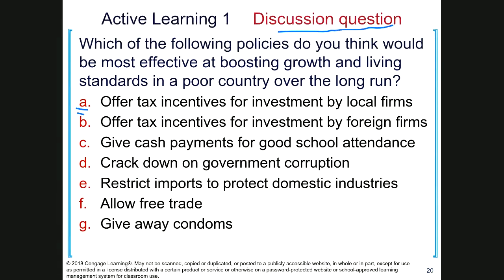First, offer tax incentives for investment for local firms. Second, offer tax incentives for investment for foreign firms. Third, that's all the way to G: give cash payment for good school attendance. Crack down on government corruption. Restrict imports to protect domestic industries. Allow free trade. Give away condoms.